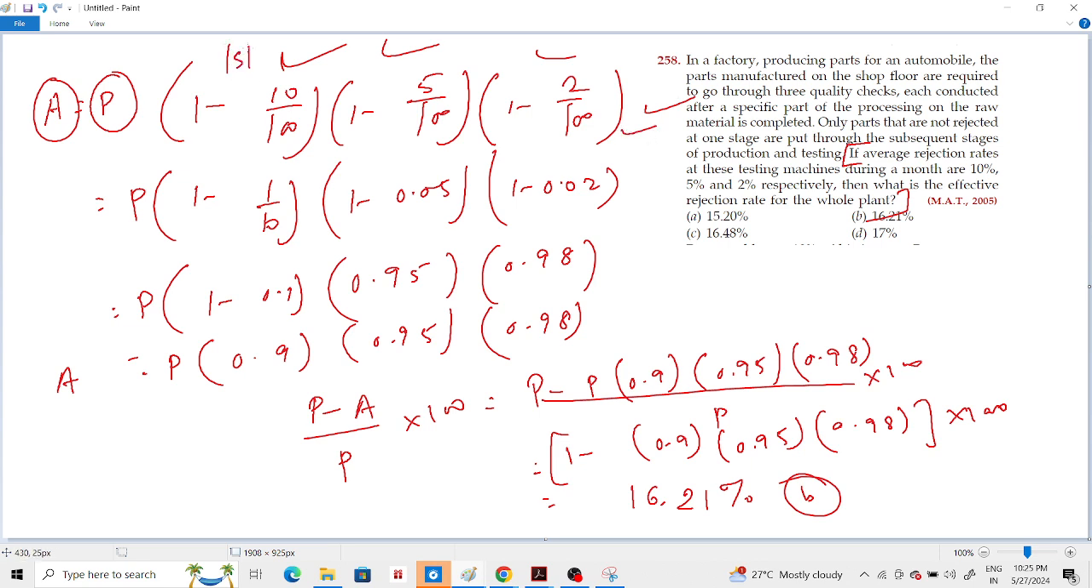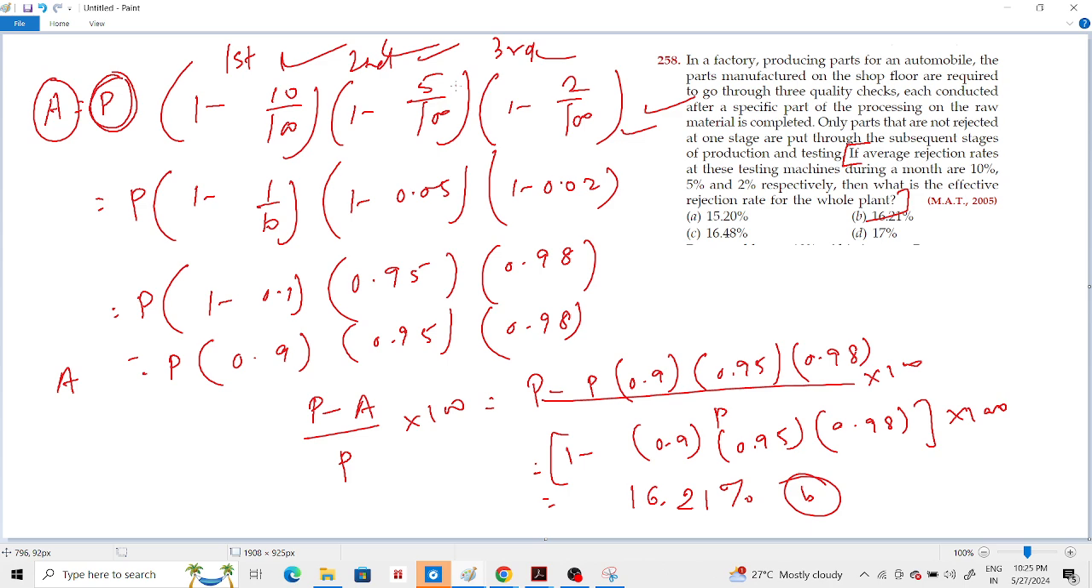This is the condition in the first machine. This is the condition in the second machine. This is the condition in the third machine. In the first machine, P number of articles are inserted, out of which 10% are rejected, and 1 minus 10 by 100 number of articles are passed. They are passed to the next second machine.